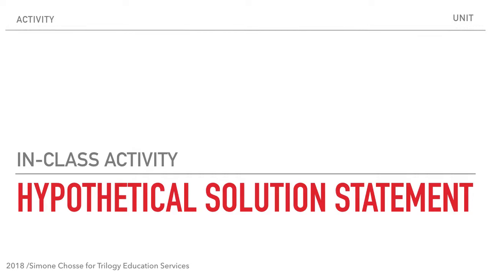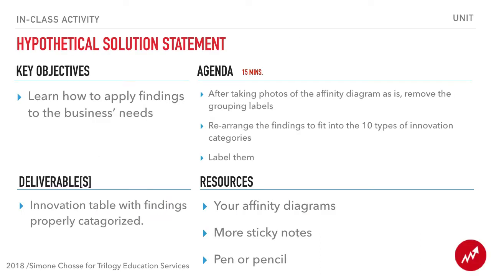All right, so now that we've done our hypothetical problem statement, we're going to try doing what's called a hypothetical solution statement. And yes, it's about as simple as it sounds. The idea here is to learn how you can apply your findings to a business's need. So, what we're going to do is take some photos of your affinity diagram as it is and then go ahead and remove the grouping labels.